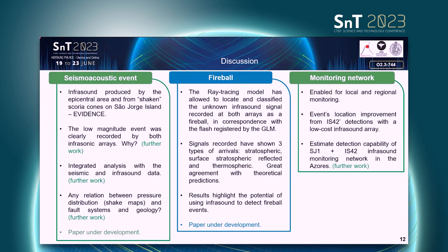Also, we can see that we have a local source that was recorded by two stations, and a regional source. So later on, we should estimate the detection capability of an IS-42 with a temporary array, which could be a great solution for this kind of regional monitoring.